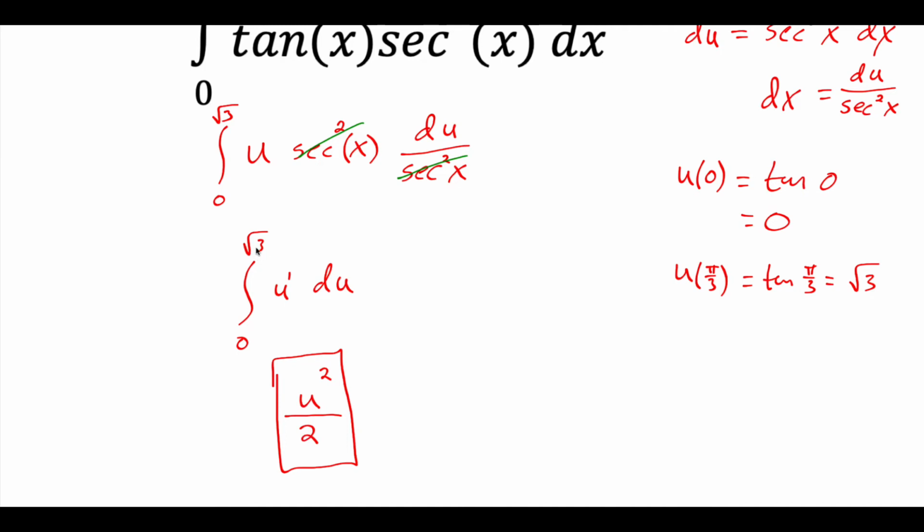So first I'm going to plug in the square root of 3. So this will say the square root of 3 squared over 2. Well, if I square that square root of 3, that just turns into a regular 3 over 2. And then we subtract, we're going to plug in the lower bound.